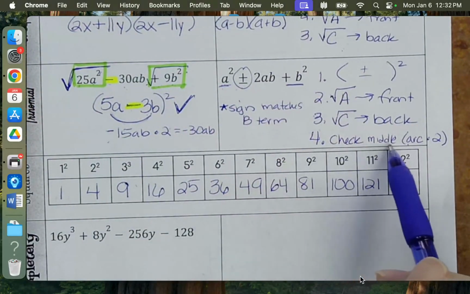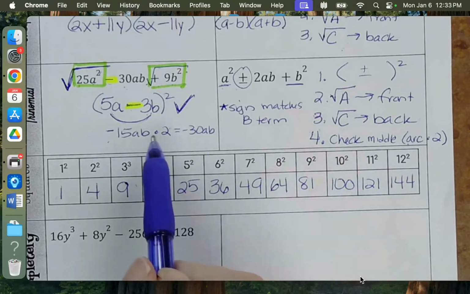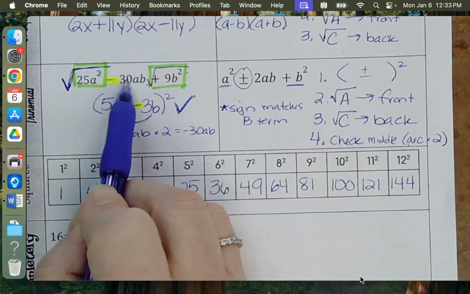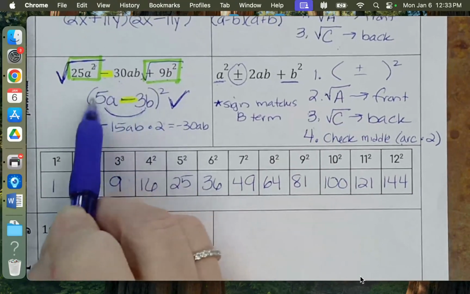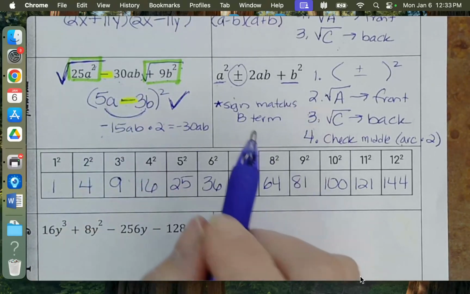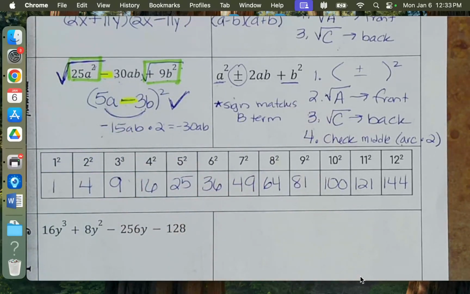So when we say check the middle term, that's what we need to do. If this said 20, then this will not work for it, which means you would have to factor it not using the shortcut.